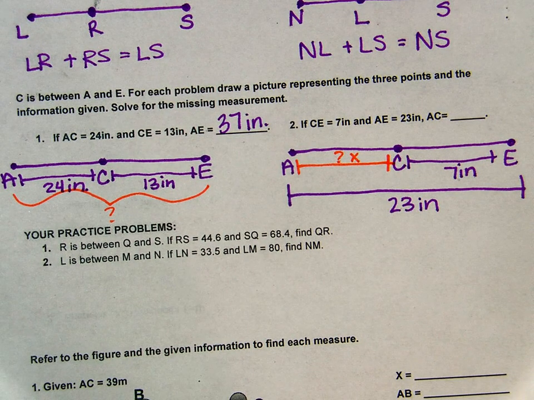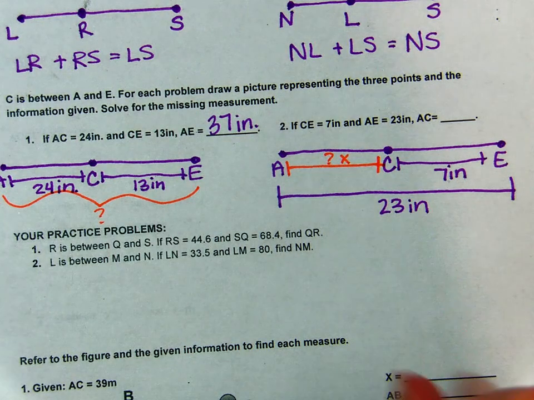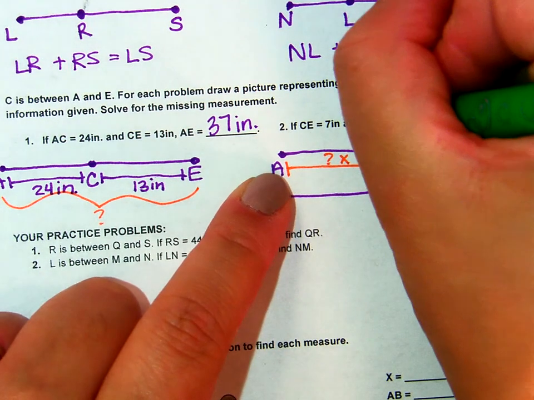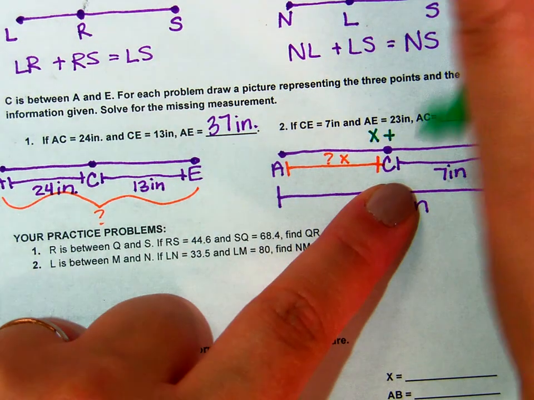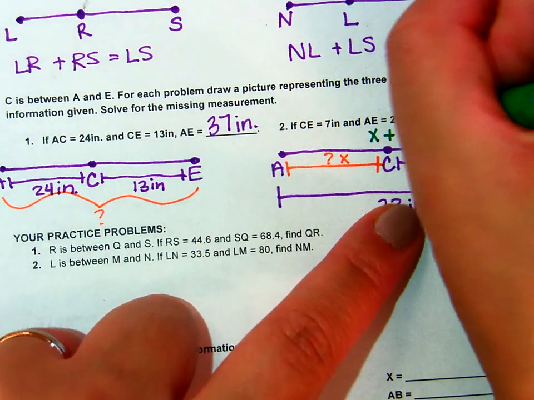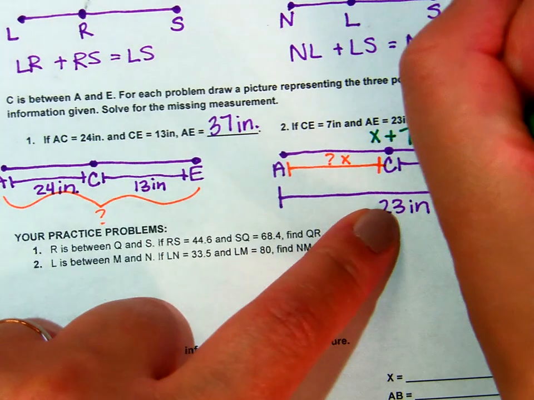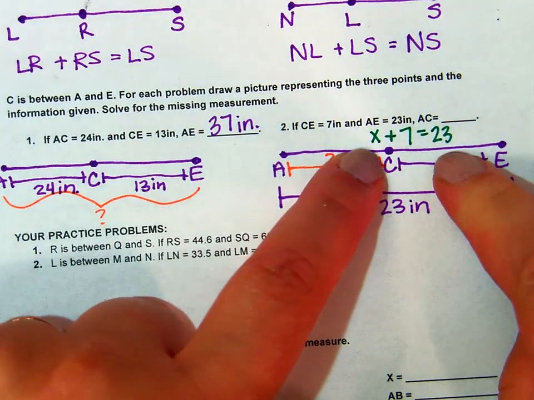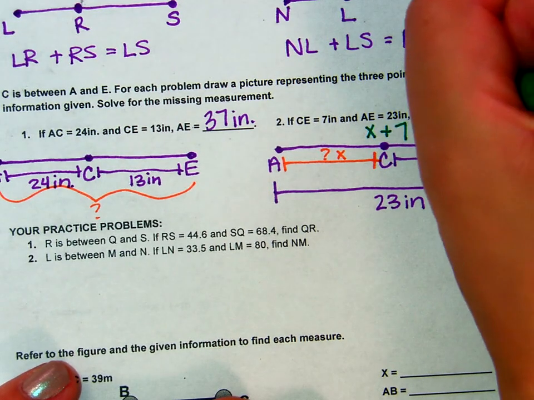Let me pick a color here. In green, I'm going to write out the segment addition postulate. AC, which is X, plus CE, which is 7, is going to equal AE, the whole thing, which is 23. So now we have an algebra problem. To solve for X, we're going to take 23 minus 7. AC is 16 inches.